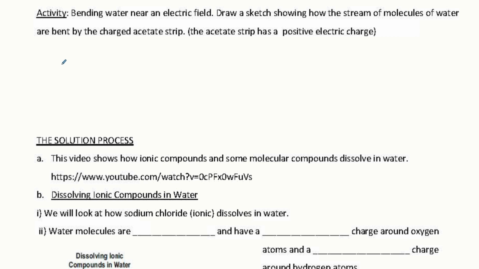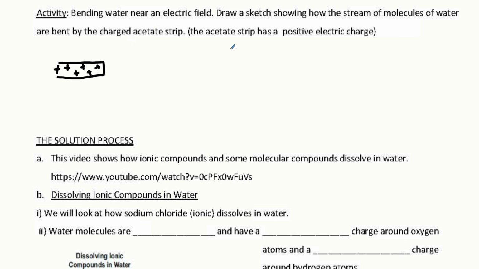So what I'm going to draw here is we've got some sort of strip. Let's say this is like our plastic ruler. Now, we aren't necessarily sure if when we charged this by rubbing it on our hair or our sweater, it lost electrons or gained electrons. We're going to just assume that it lost electrons and became positively charged, but it really doesn't matter. If it was negatively charged, you'd just see a different orientation of the water molecules.